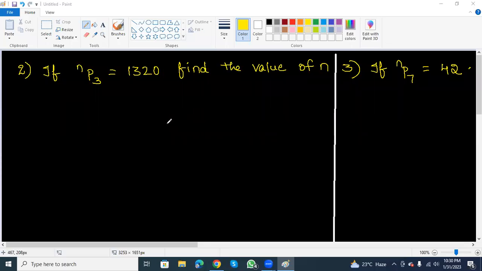Hello everyone. Here we will solve more questions on permutations. If nP3 is equal to 1320, find the value of n.